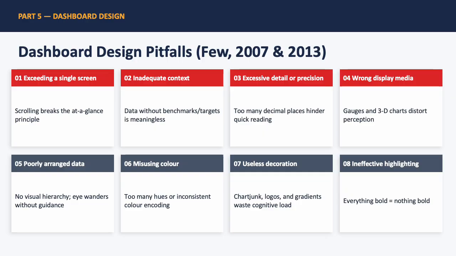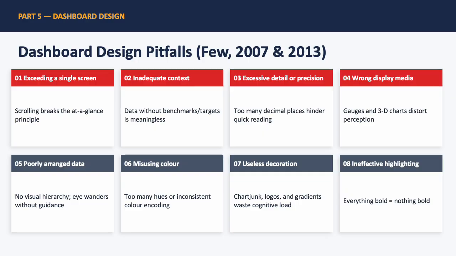Stephen Few, one of the leading authorities on dashboard design, identified a set of pervasive pitfalls that undermine even well-intentioned dashboards. Let's go through them. There are 8. The first is exceeding a single screen. A dashboard that requires scrolling has violated its core purpose. Everything essential must be visible immediately. If you have too much content, the solution is not a longer page. It is better prioritization or additional pages.